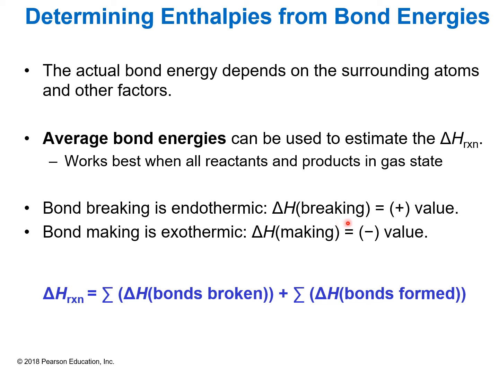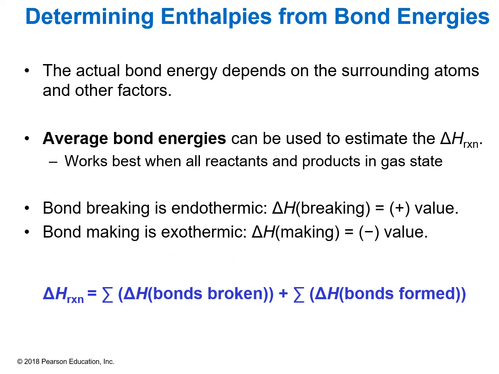So the breaking of bonds is the input of energy to break the bonds. And so that delta H will have a positive value. And the making is exothermic by nature. So the bonds being formed will have a negative value. So that's why we say plus here in our final equation, because the bonds broken will have a positive value. The bonds formed will have a negative value.